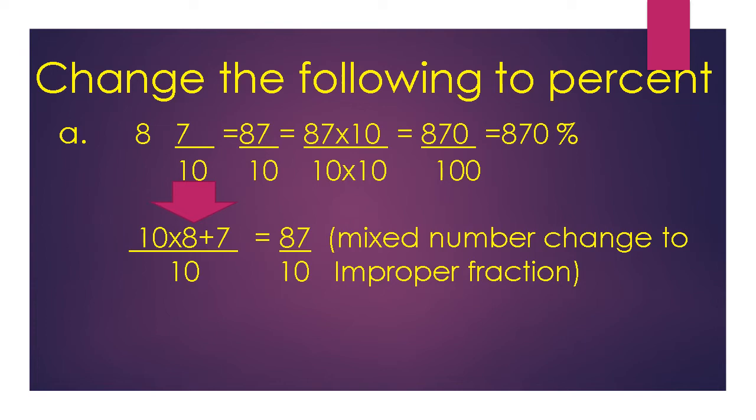So we are going to think of a number that when we multiply the denominator, the product is 100. So 10 is the number. So 10 times 10 is equal to 100. And 87 times 10 is equal to 870. So the new fraction now is 870 over 100 is equal to 870%.